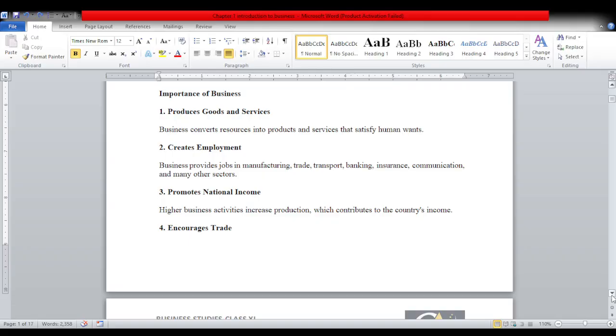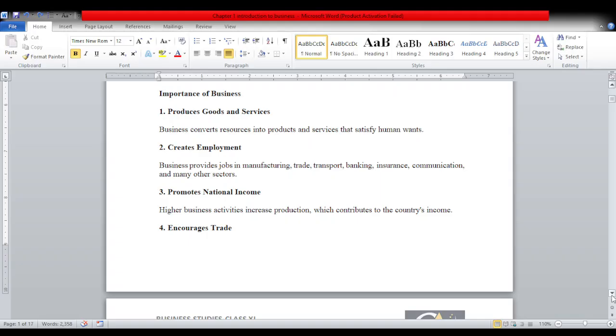Product might be different, services might be different. Products might include capital goods or consumer goods. Services might be banking, insurance, travel and tourism, and many other services.